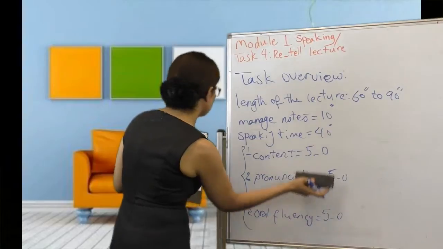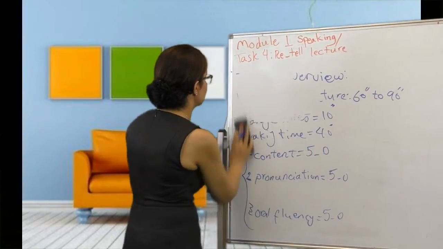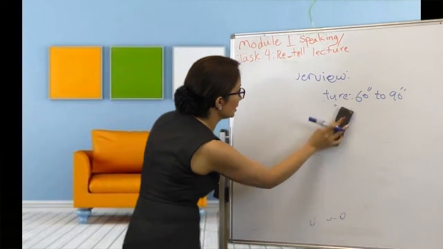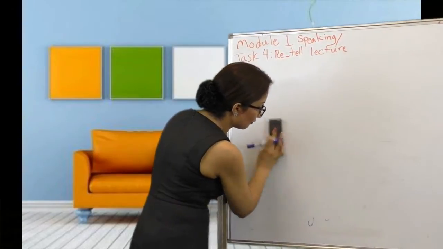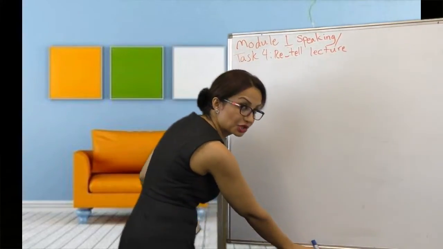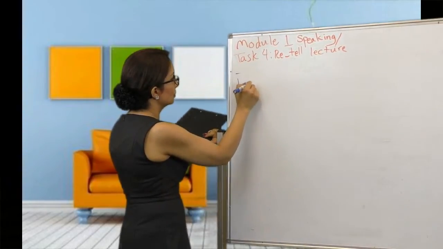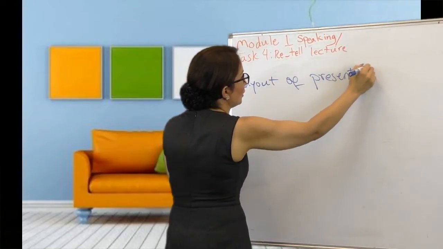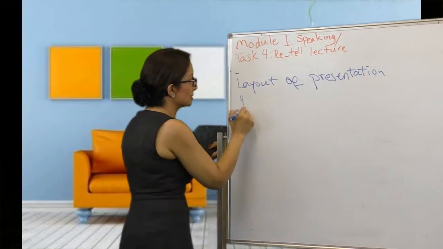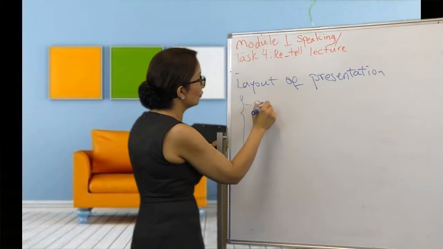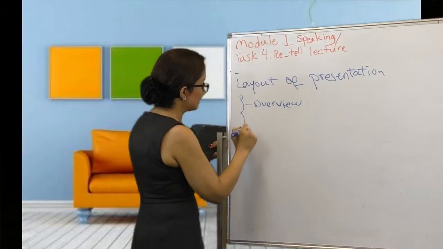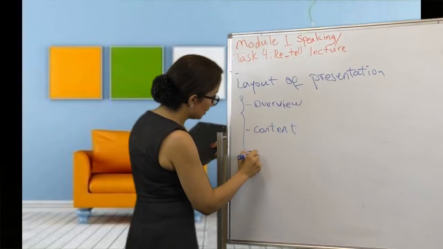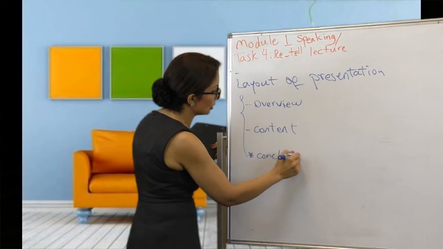Now, let's take a look at the layout of our presentation and how do we need to present a well-structured and a well-organized lecture in this particular task. So, we would like to have 3 parts in our presentation. The first part is an overview. The second part is content. And the third part is either conclusion or implication.